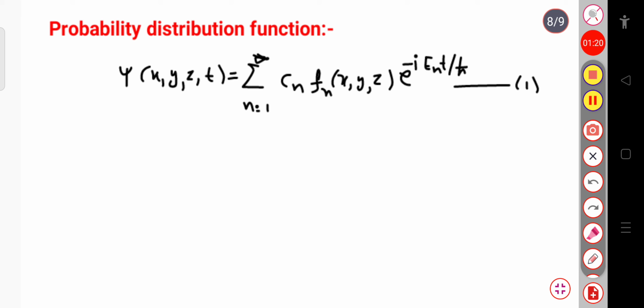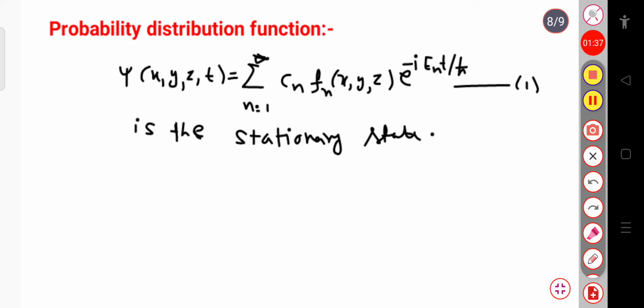It is the stationary state. Let this be the stationary state.